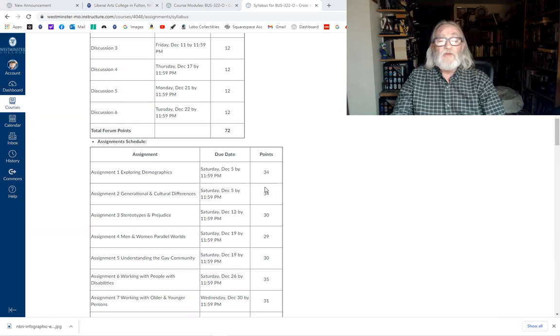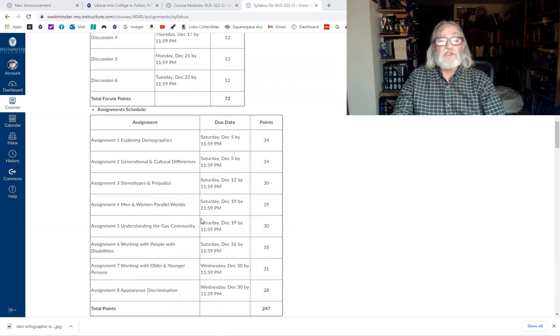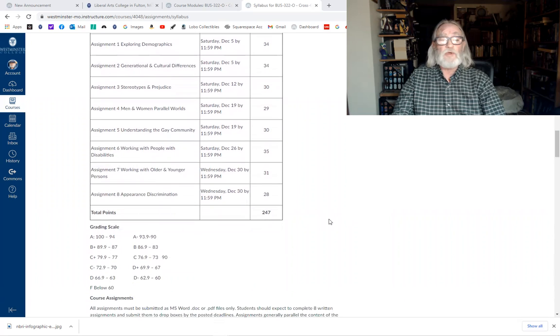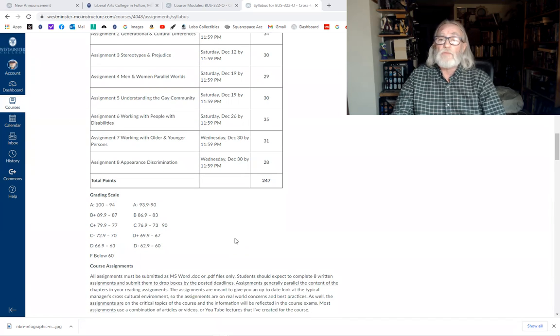You can see the point values for the assignments here and the topics. I think this is a course that, if you really embrace the material, it will open your eyes in some topics, maybe increase your awareness. That's what I'm hoping for. You should consider this a diversity class. It focuses mainly on stereotypical thinking and how people get that way and what we can do about it. And then, of course, it's practical knowledge that you can use in your life and in the workplace.